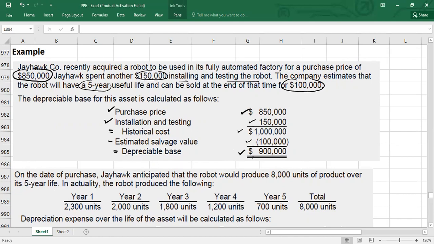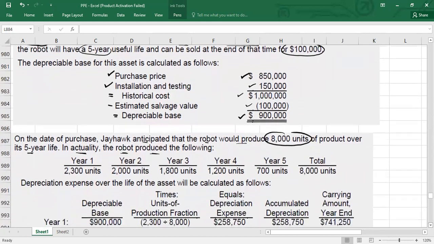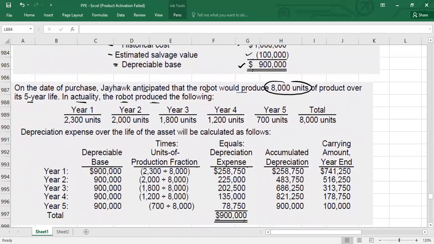Now here we have our further information. On the date of purchase, Jayhawk anticipated that the robot would produce 8,000 units. This is the total estimated production of the product over its 5 years. In actuality, the robot produced the following. This is the actual production of each year. In year one, we have 2,300. In year two, 2,000. In year three, 1,800. In year four, 1,200. In year five, 700. And the total is 8,000.